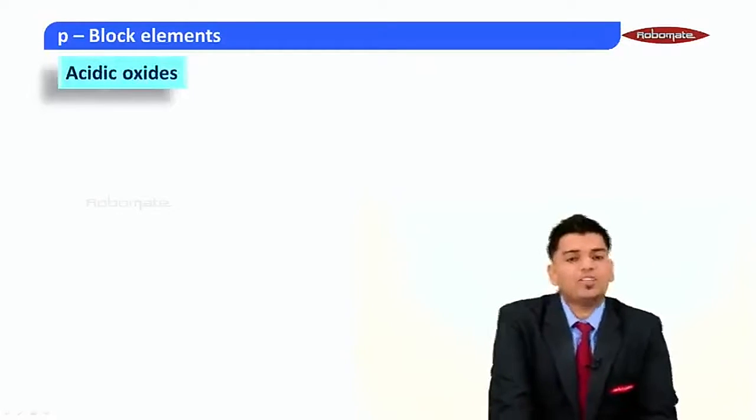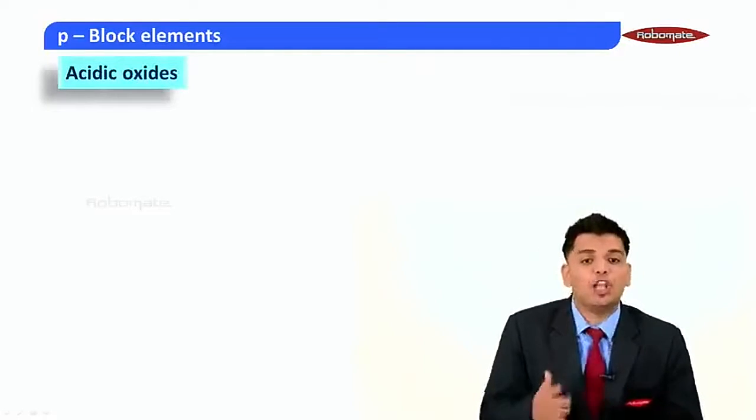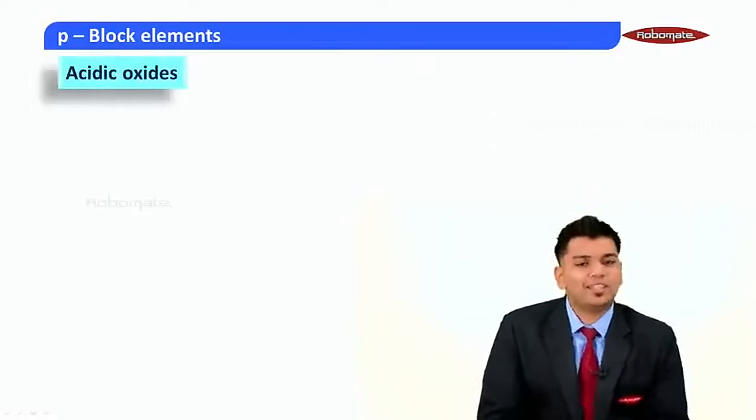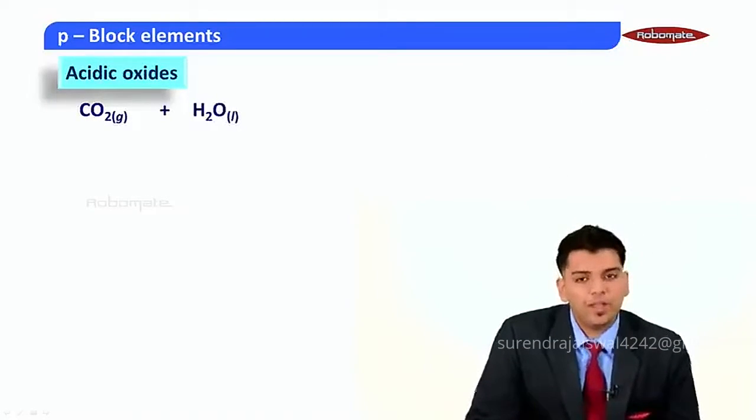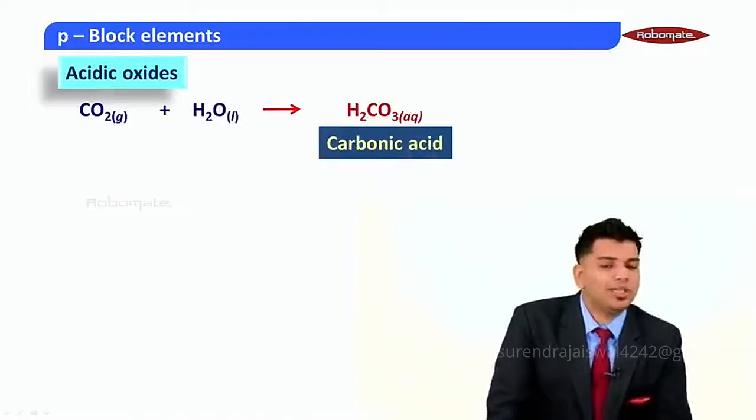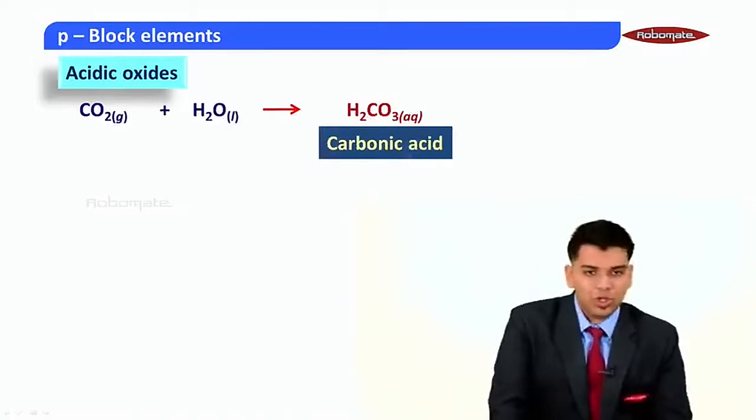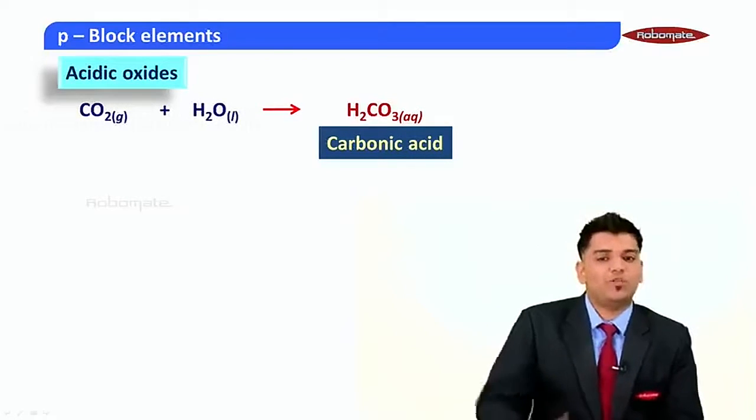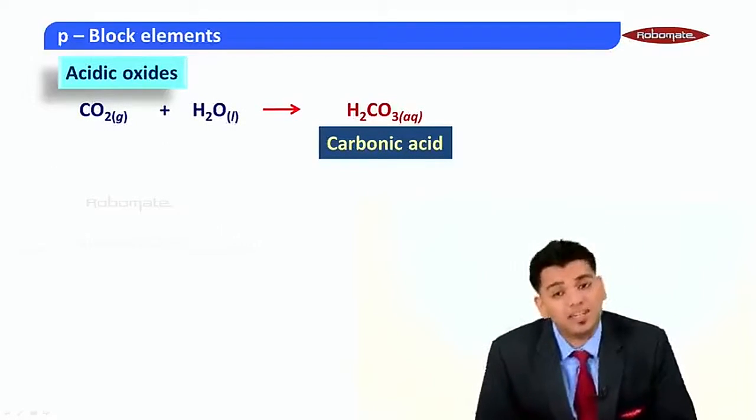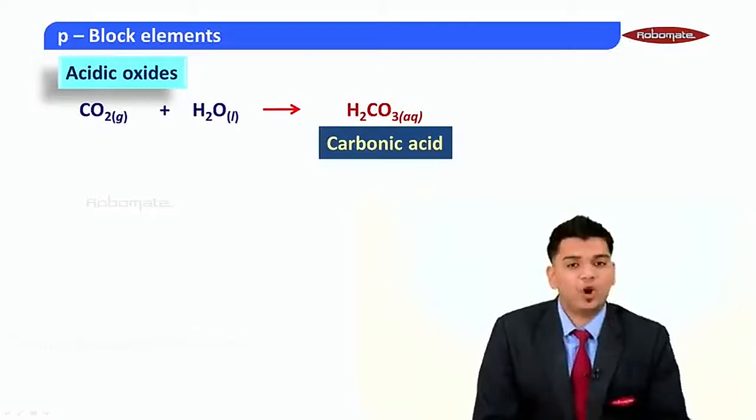Now acidic oxides are oxides of non-metals. For example, say let us take CO2. Now CO2 when dissolved in water gives us H2CO3, that is carbonic acid. So one inference that we can make here is that acidic oxides when dissolved in water, they give out an acid which contains the very non-metal.